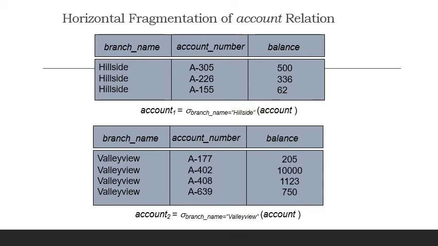In general, a horizontal fragment can be defined as a selection on the global relation R, that is, we use a predicate Pi to construct fragment Ri as Ri is equal to selection from the relation R based on the predicate Pi. We reconstruct the relation R by taking the union of all fragments, that is, R is a union of R1, R2, R3, etc. to Rn.